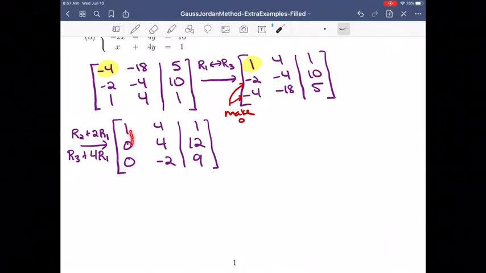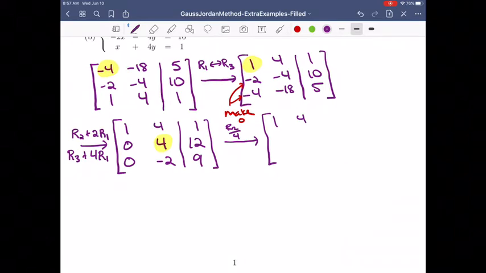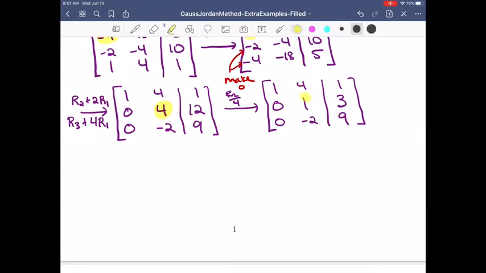So I move down 1, over 1. Now I want to pivot here in this 4. So I'm going to do row 2 divided by 4. So that's going to be 0, 1, and 3. Okay, so I'm still pivoting there. So I want to make the things in that column a 0. So in my next step, I'm going to change row 1 by subtracting 4 of row 2.